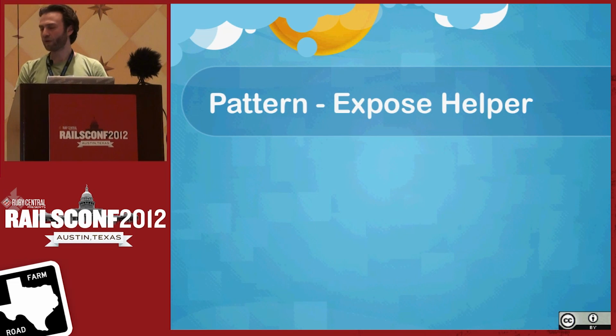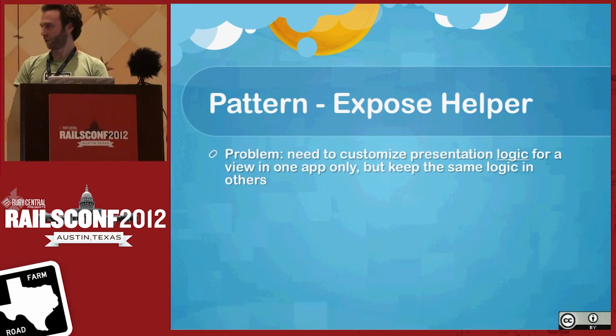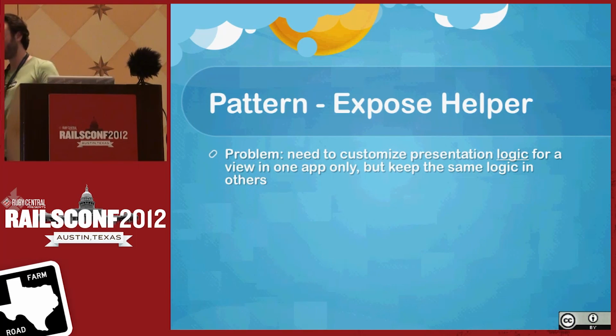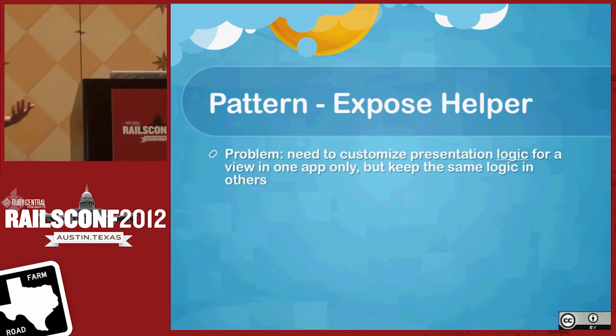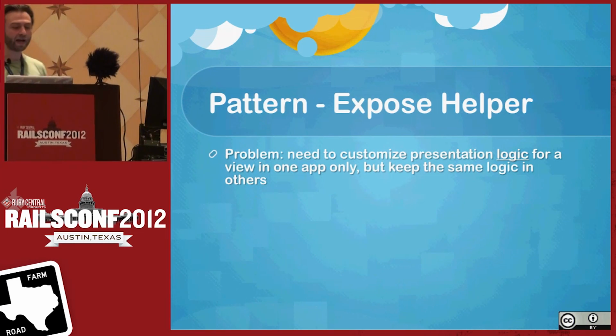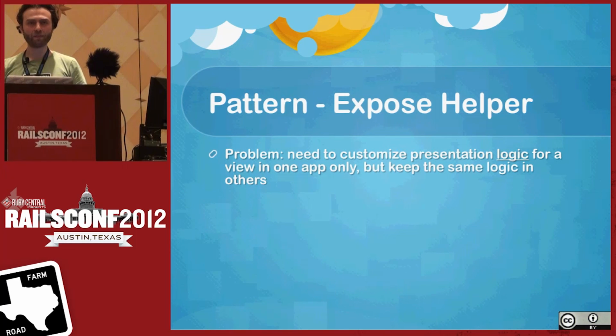Okay, pattern 2, expose helper. The problem is we need to customize presentation logic, specifically logic for a view, in one app only, or even multiple apps, but keep it the same in other apps. So an engine might have some shared behavior, and you might need a customization on the presentation logic which is only in one app.